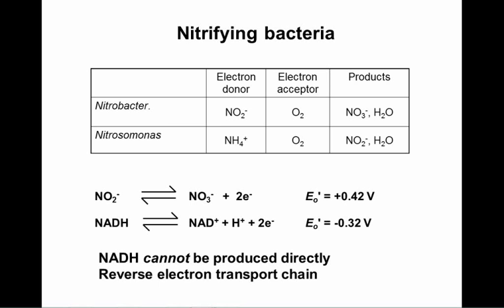So you can push the electron transfer in the wrong direction because you've got a very, very steep proton gradient. Okay, it's not very efficient, right? So you're going to need to transfer a lot of electrons onto oxygen to build up your proton gradient enough to be able to generate some NADH. So you're going to use up a lot of nitrite or a lot of ammonium to produce a little bit of NADH. Why do you want to produce NADH?